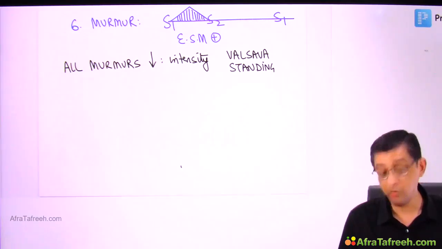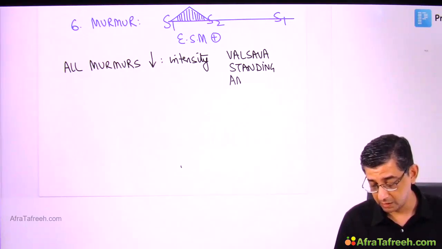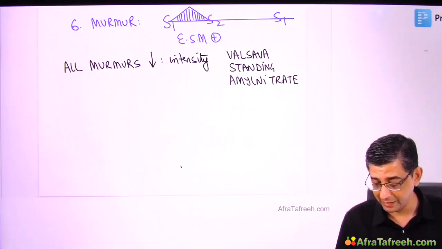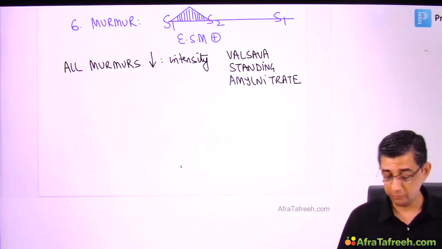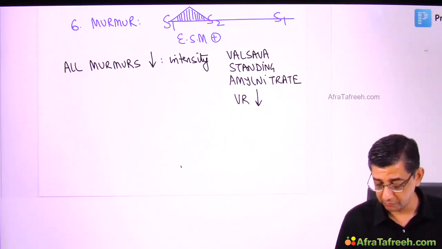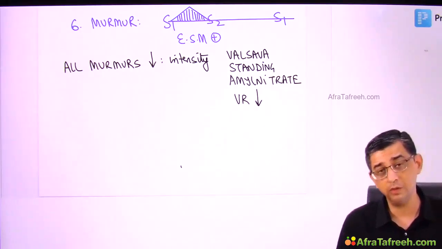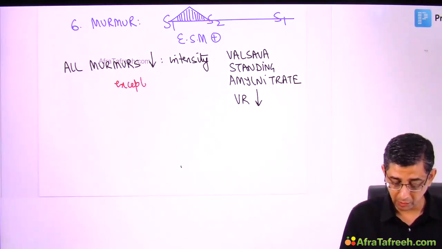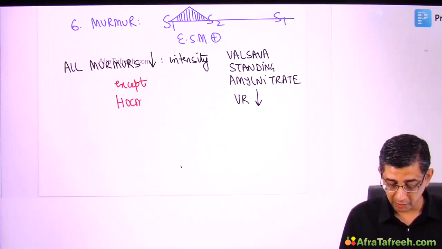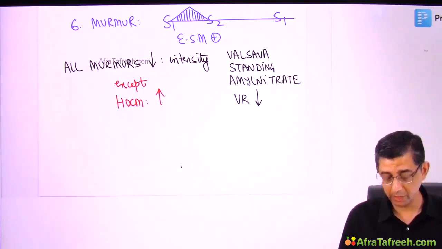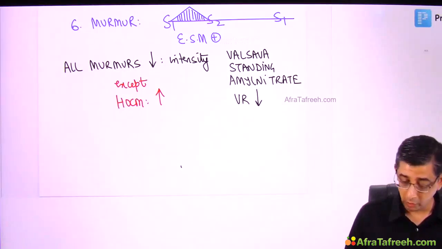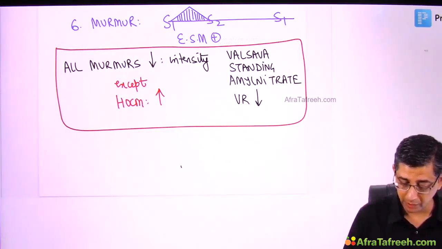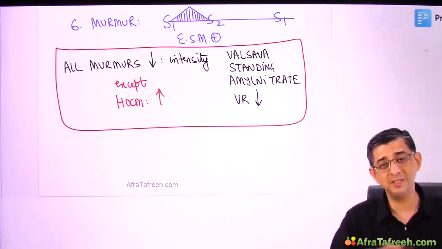The common thing between all three of them, Valsalva, standing, and amyl nitrate, is that they decrease the venous return to the heart. If less blood comes into the heart, the turbulence will also become lesser. There is obviously an exception, and that exception is what we need to remember. In hypertrophic obstructive cardiomyopathy, the intensity will become relatively louder. I will also explain by going back in the slide why that is so, but I first want you to appreciate this statement, which has been extensively asked in the exam.